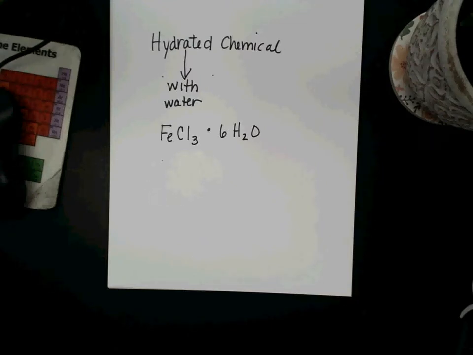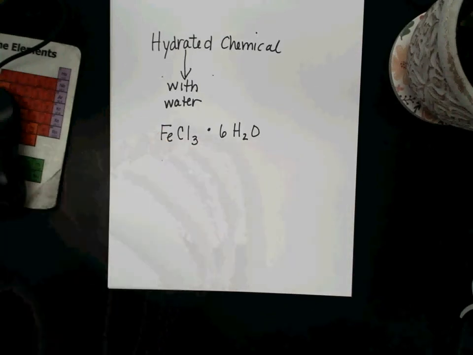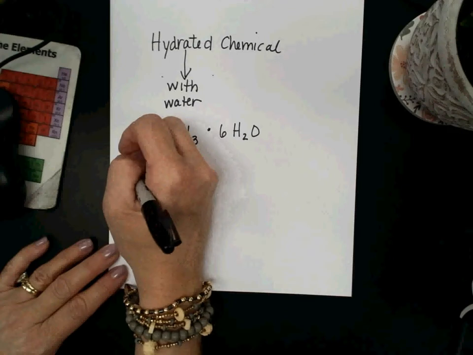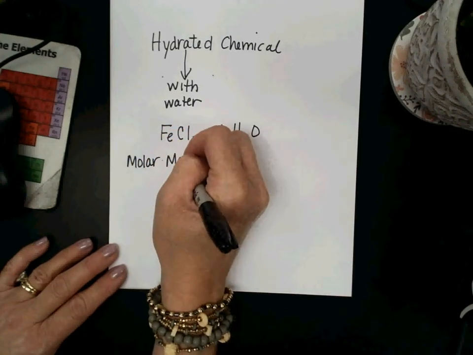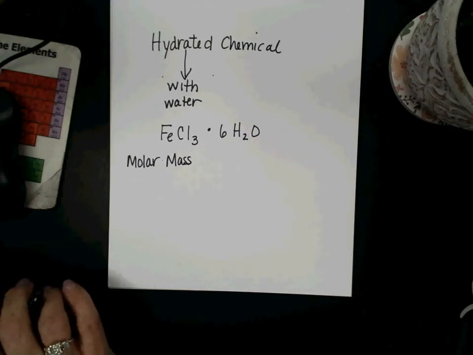A lot of the chemicals that I buy to use for Chem 2, that I make the solutions with that we use for our labs, are hydrated chemicals. So I have to know how to work with them. You have to know what do you do with that when you calculate molar mass. So when I want to find the molar mass of a substance like this, I don't do anything differently. I still have to include every atom that's part of the formula.